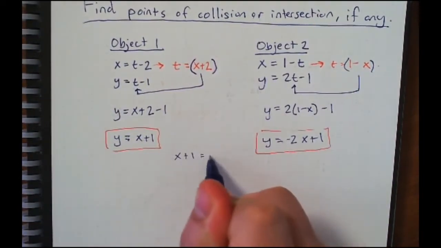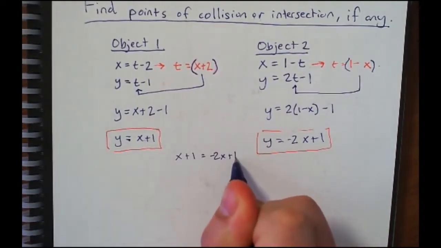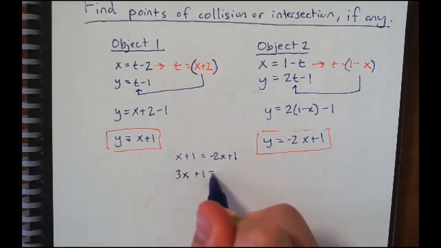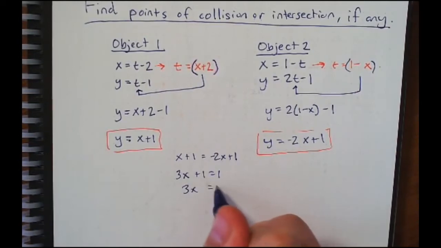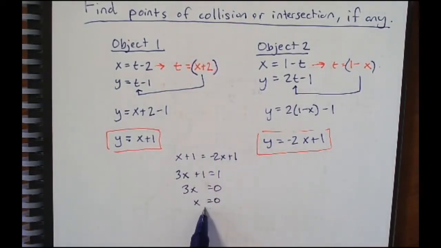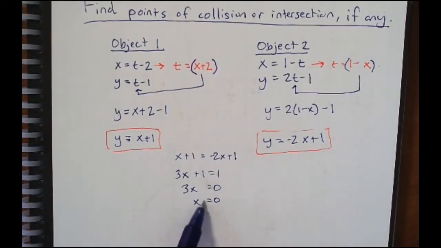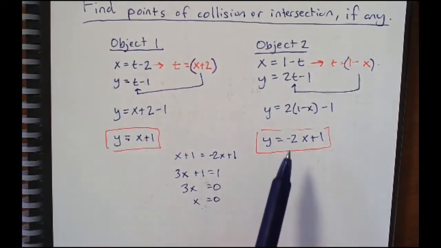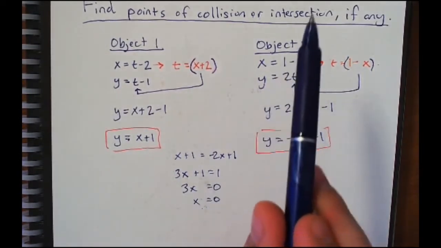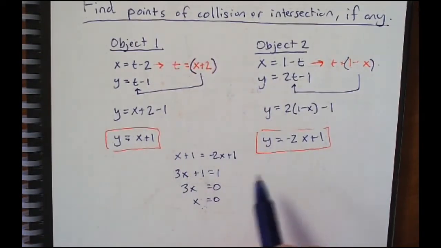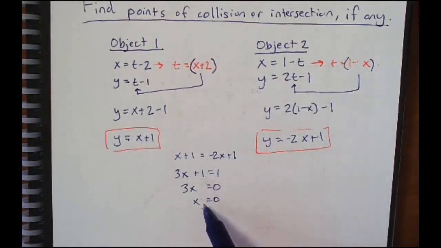x plus 1 equals negative 2x plus 1, and we'll solve for x. 3x plus 1 equals 1, 3x equals 0, so x is 0. So we know that there is an intersection point when x is 0. Now we need to find the y coordinate, right? And it looks like we're actually finding the y-intercept, just happens to be where that intersection point is. That's not going to always happen. That's just sort of a coincidence here. But we want to know where the y value is.